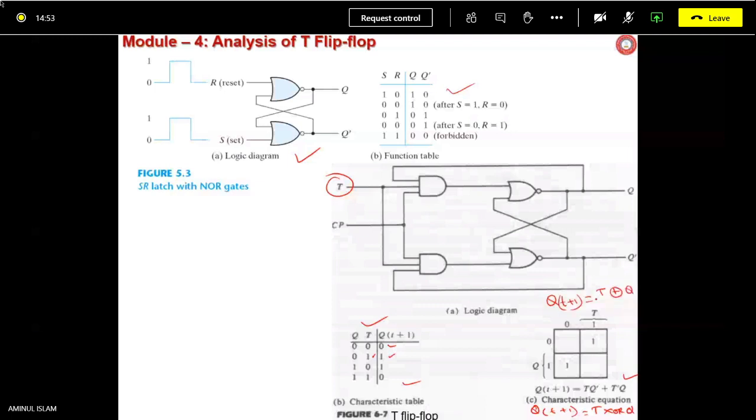Understood? The characteristic equation is important. Remember, some question may be asked. You must remember all the flip flops' characteristic equations.